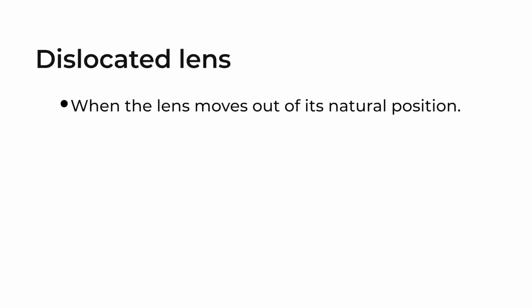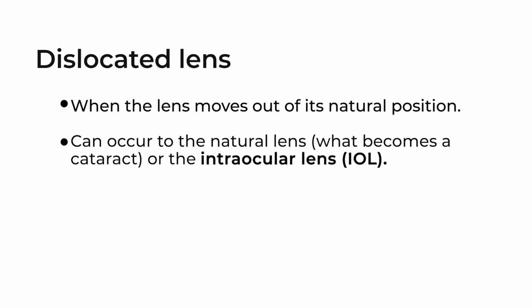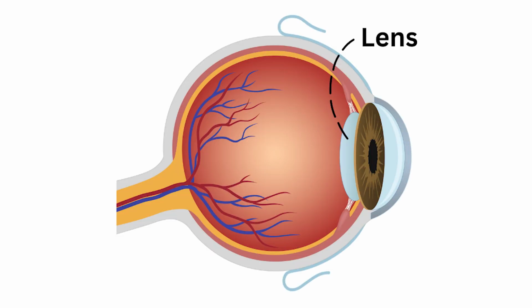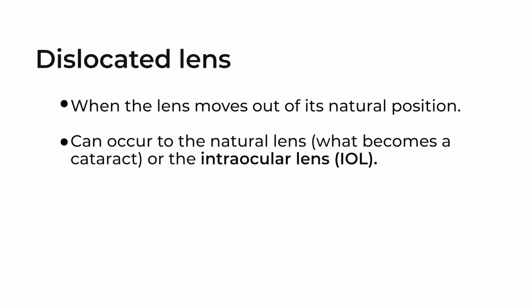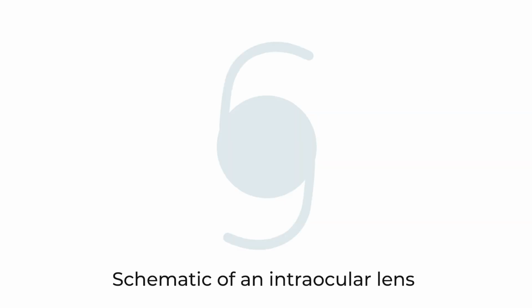The first letter, D, is for dislocated lens. A dislocated lens is where the lens that is inside the eye gets out of position. It could shift out of position, or it could literally fall to the back part of the eye. And this can happen for patients who have their natural lens, so patients who have not had cataract surgery, that have the lens that they were born with, as well as for patients who have had cataract surgery and they have an IOL, that's an intraocular lens, an artificial lens that's placed inside the eye during cataract surgery.